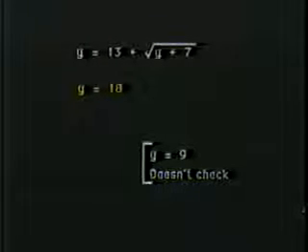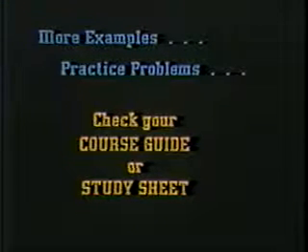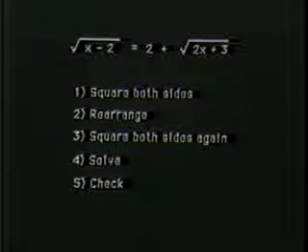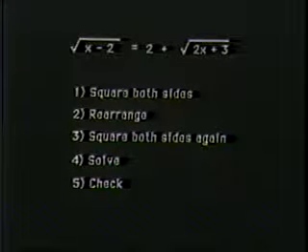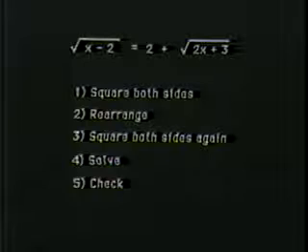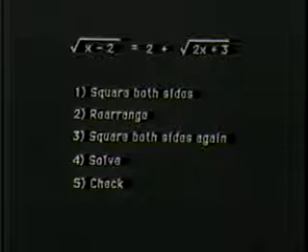Now you'll want to do some more of this kind of problem. You'll find more in your textbook. And you'll find that in some of them there are two separate square roots. In solving that kind of problem, you'll have to square twice. Notice that that step appears here twice, as number 1 and number 3. Aside from that, it just takes a little practice. Good luck.